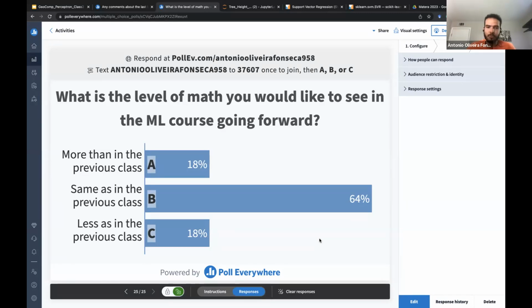Some people want more math, about 20% want more math and 20% want less math, but we have roughly a Gaussian distribution here. So I think we're going to stick to the same level, if that's okay for everyone. Oh, okay. Some people want more math.